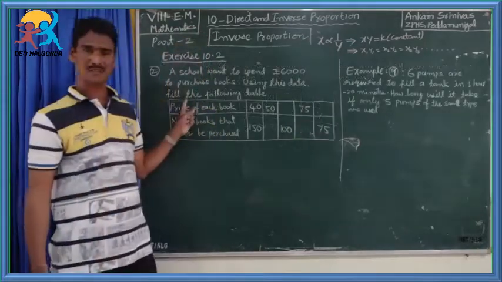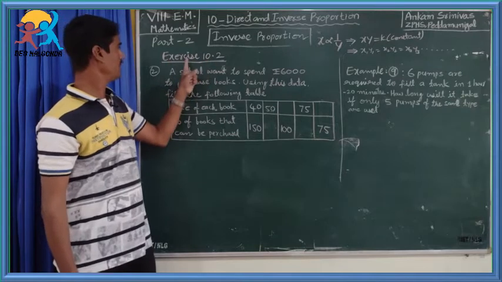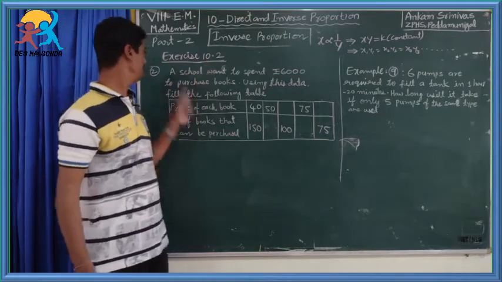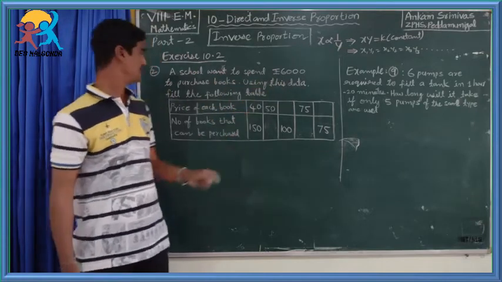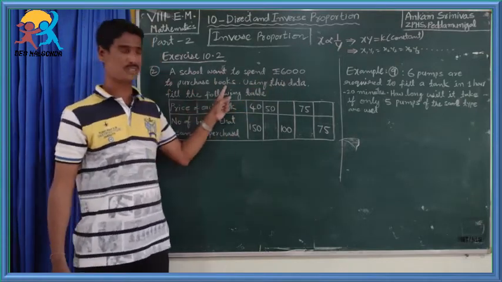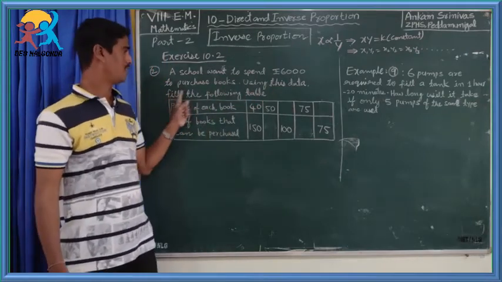Now see another example. I am taking one problem from exercise 10.2. A school wants to spend 6,000 rupees to purchase books. Using this data, fill in the following table.